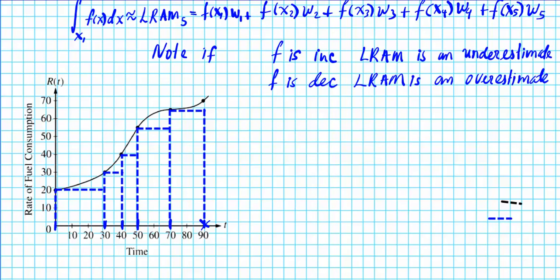So you notice the area underneath the curve, see this rectangle right here? You see how the area is missing the spaces right here. That's why if a function is increasing, the LRAM is an underestimate, because it's going to be leaving spaces underneath the curve. But if it were decreasing, the exact opposite would happen. LRAM will actually lie above the curve.